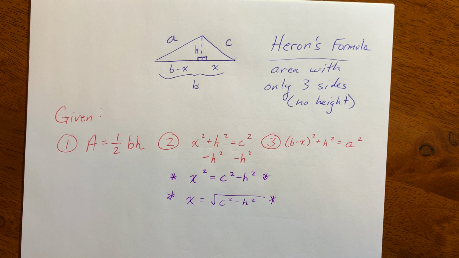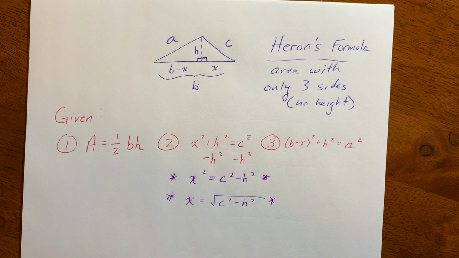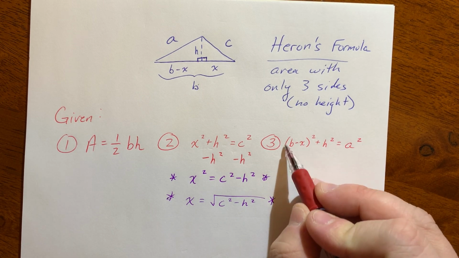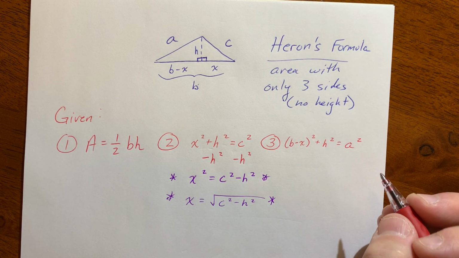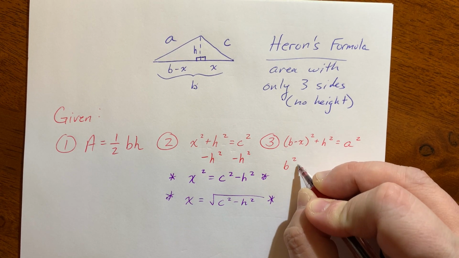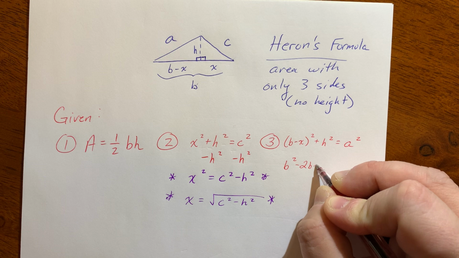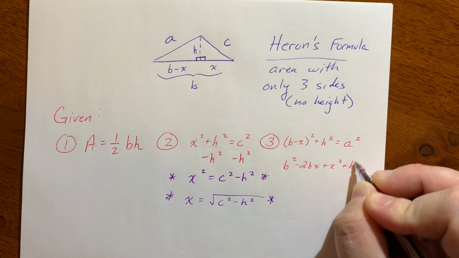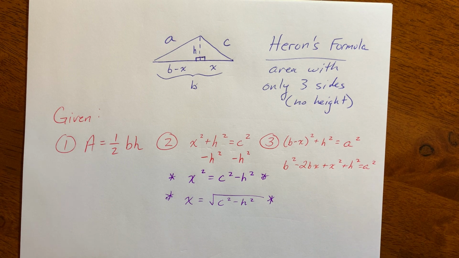Okay, sort of along the same veins of trying to simplify one of my givens before I use it completely, I could maybe simplify this a little bit. I could do double distribution for this b minus x squared. So if I double distributed that, that would be b squared minus 2bx plus x squared with the rest of it, plus h squared equals a squared. Okay, and so I have that restructured to use a little bit.